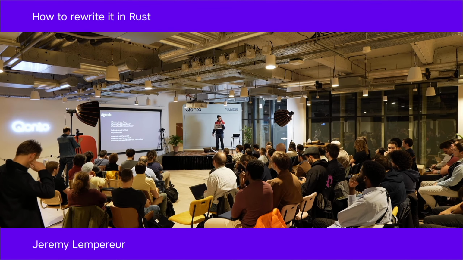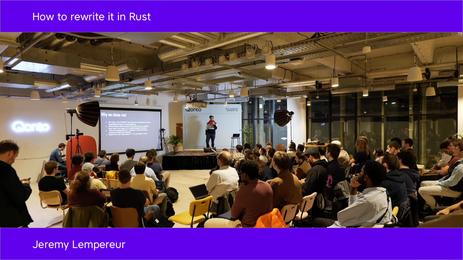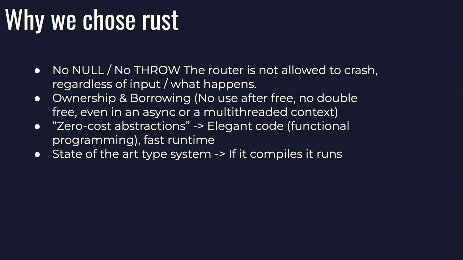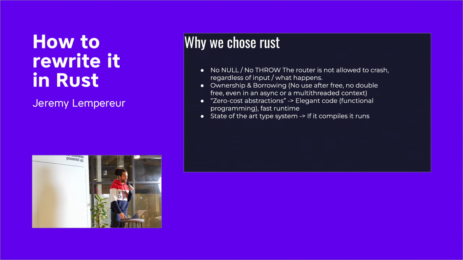Let's dive in. Why we chose Rust? If you are familiar with meetups in general, that's pretty much the gist of why people choose Rust. The $1 billion mistake: not here, no null, no throw. The router is not allowed to crash, and it won't. We use options and results to deal with that. Ownership and borrowing means there's a whole class of bugs that is prevented at compile time because the compiler has our backs.